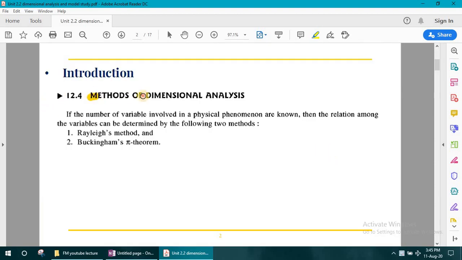So what are the different methods of dimensional analysis? If the number of variables involved in a physical phenomenon is known, then the relation between these variables can be determined with the help of two methods.